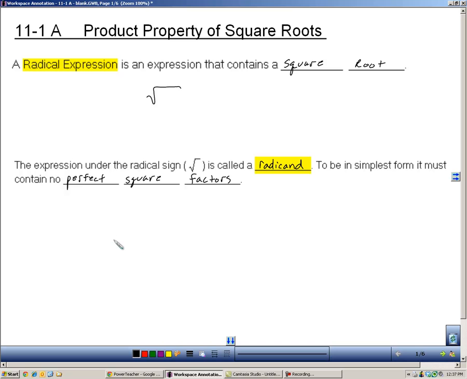Now, what does that mean? It means something like the square root of 5 is okay. It's the simplest form because the number 5 has no perfect square factors that make it up. But something like the square root of 20, the number 20 has a perfect square as one of its factors. 4 is a perfect square, and 4 times 5 are both factors of 20. So we would say that something in this form is not in simplest form because it contains a perfect square factor.